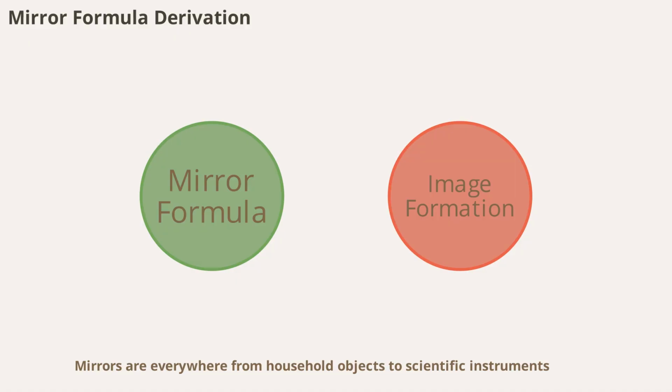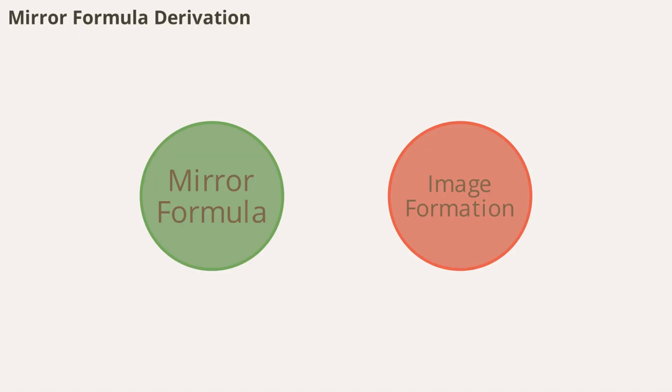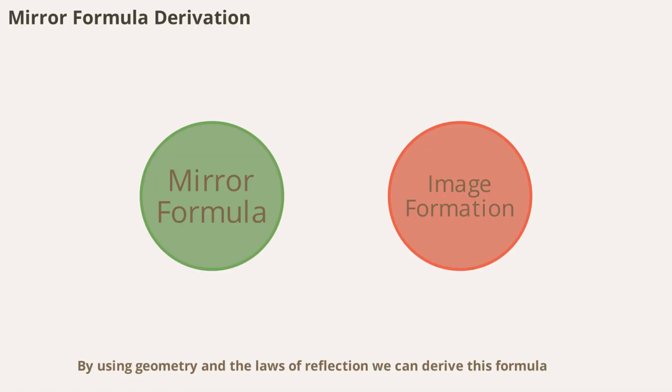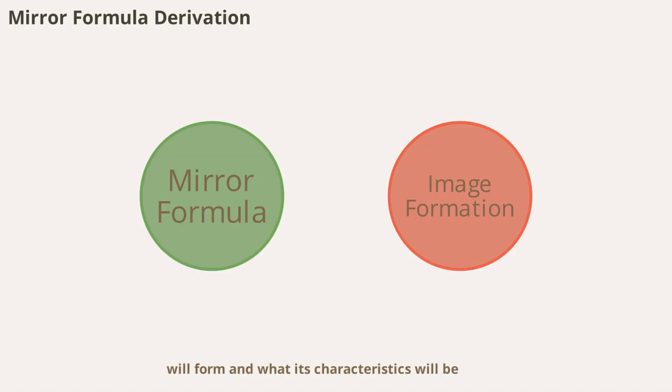Mirrors are everywhere, from household objects to scientific instruments. The mirror formula relates the object distance, image distance, and focal length of a spherical mirror. By using geometry and the laws of reflection, we can derive this formula, which helps us predict where an image will form and what its characteristics will be. This formula is essential for designing optical devices like telescopes and cameras.